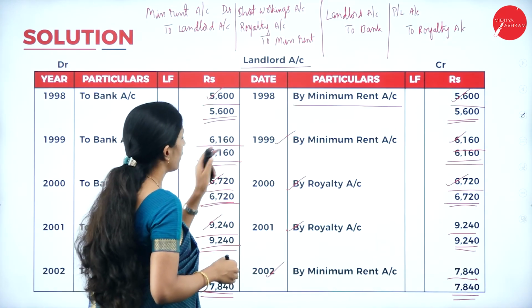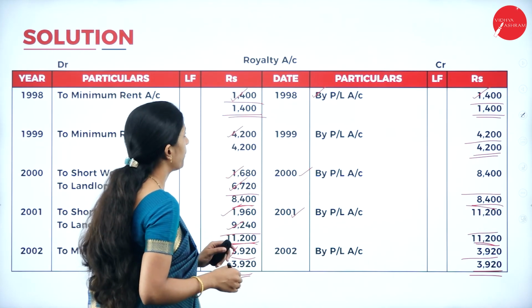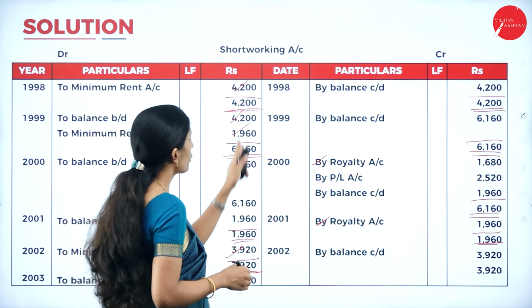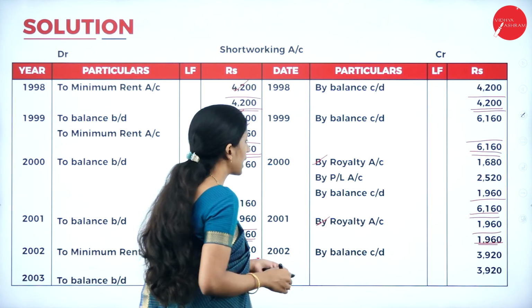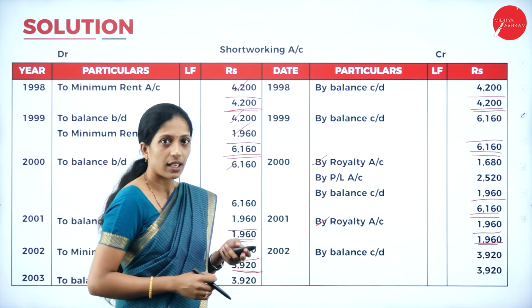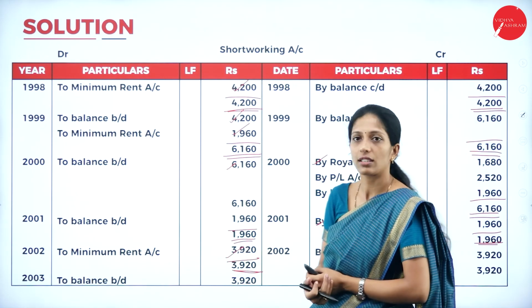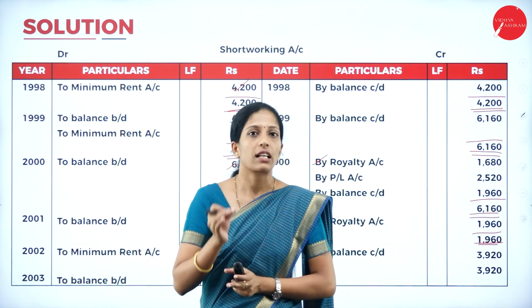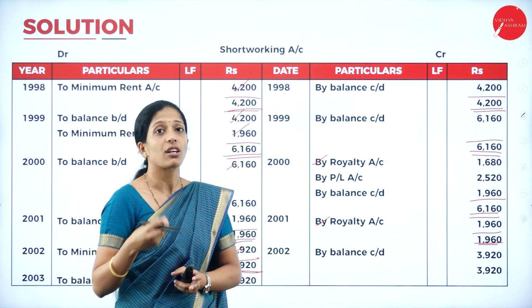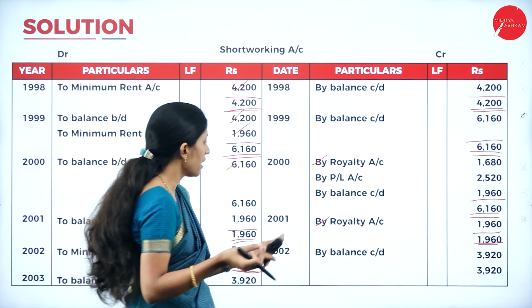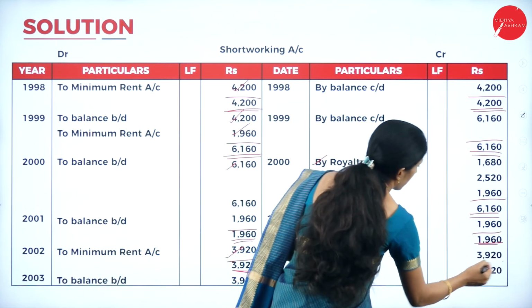So we are done with landlord account completely, royalty account completely. Now coming here, short workings. We have a short workings of 3,920. Now you have recorded in the debit side, that is to minimum rent 3,920. Whereas in the credit side, we don't have any other entry because that short working is not recovered. So by balance carried down 3,920.